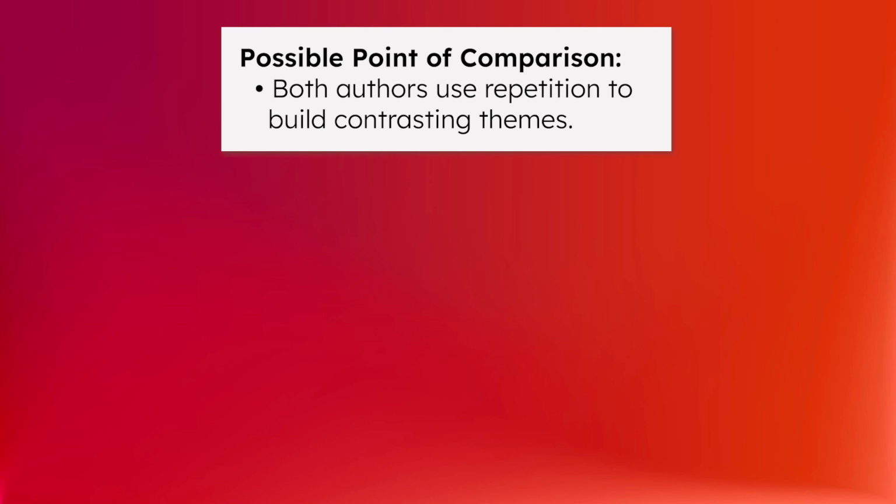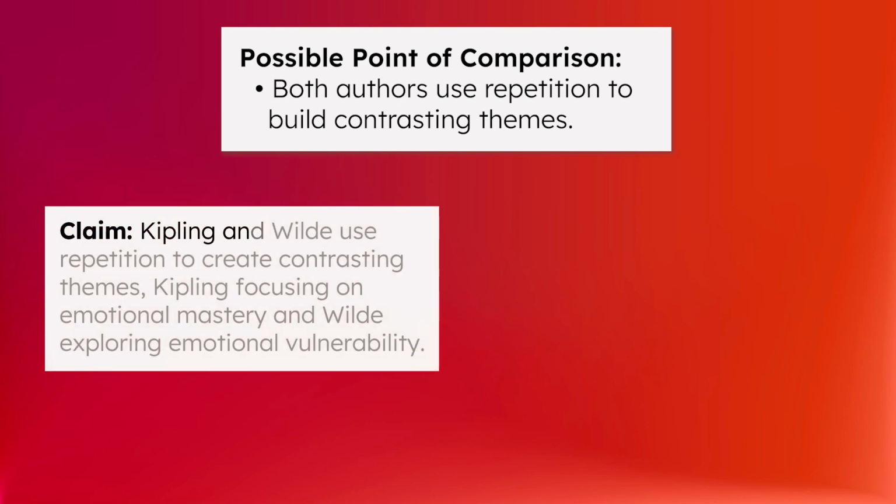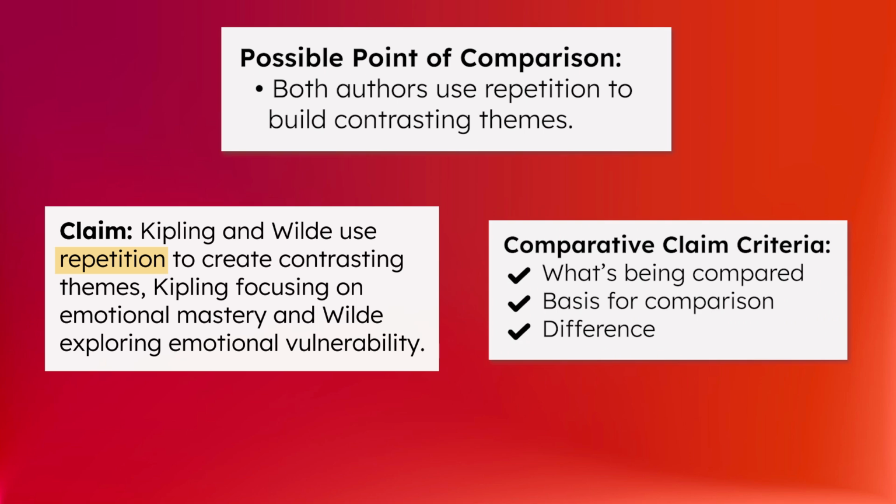The third claim could be something like, Kipling and Wilde use repetition to create contrasting themes, Kipling focusing on emotional mastery, and Wilde exploring emotional vulnerability. The craft move of repetition is what's being compared. The contrasting themes are the basis of comparison, and those differences between their themes are what I outline for the reader. This is starting to look more organized already.